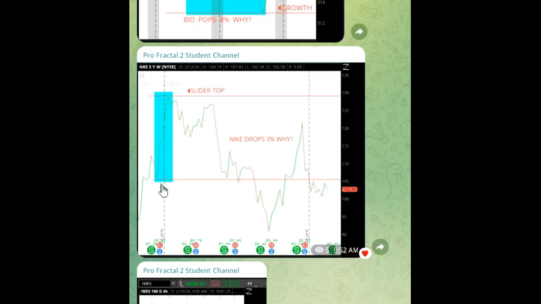Oh, Nike. We have a slider top here. Look at that. Look what happened. It took a little time. We're on a weekly time frame here, but it did work.